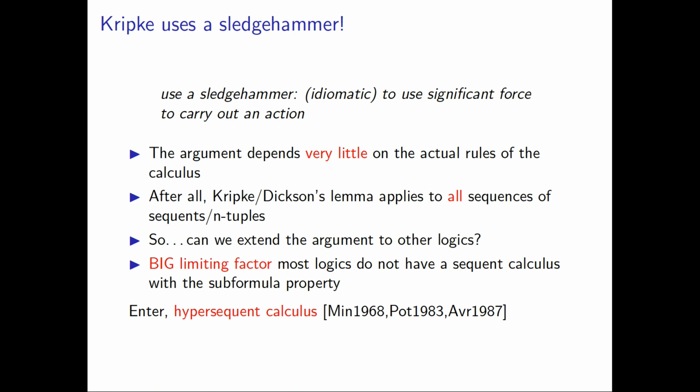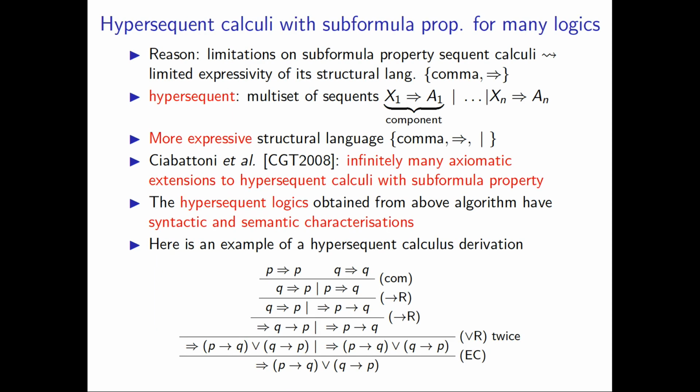Unfortunately, the big limiting factor is that most logics do not have a sequent calculus with a subformula property. And that's where the hypersequent calculus, introduced independently by Mints, Pottinger, and Avron, comes into the picture. So the reason for the limitations on the subformula property in sequent calculi is because of the limited expressivity of its structural language of the comma. It's simply the comma and the turnstile.